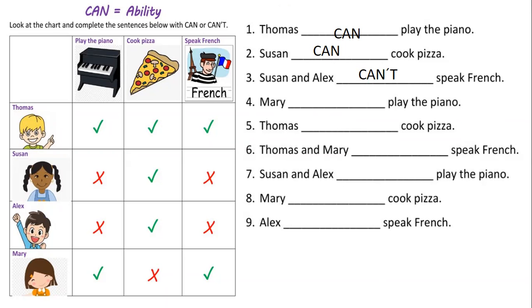Number four, Mari. Can play the piano. Thomas can't cook pizza. Can cook pizza. Number six, Thomas and Mari can speak French. Number seven, Susan and Alex can't play the piano. Number eight, Mari can't cook pizza. Alex can't speak French. Excellent. Very easy.